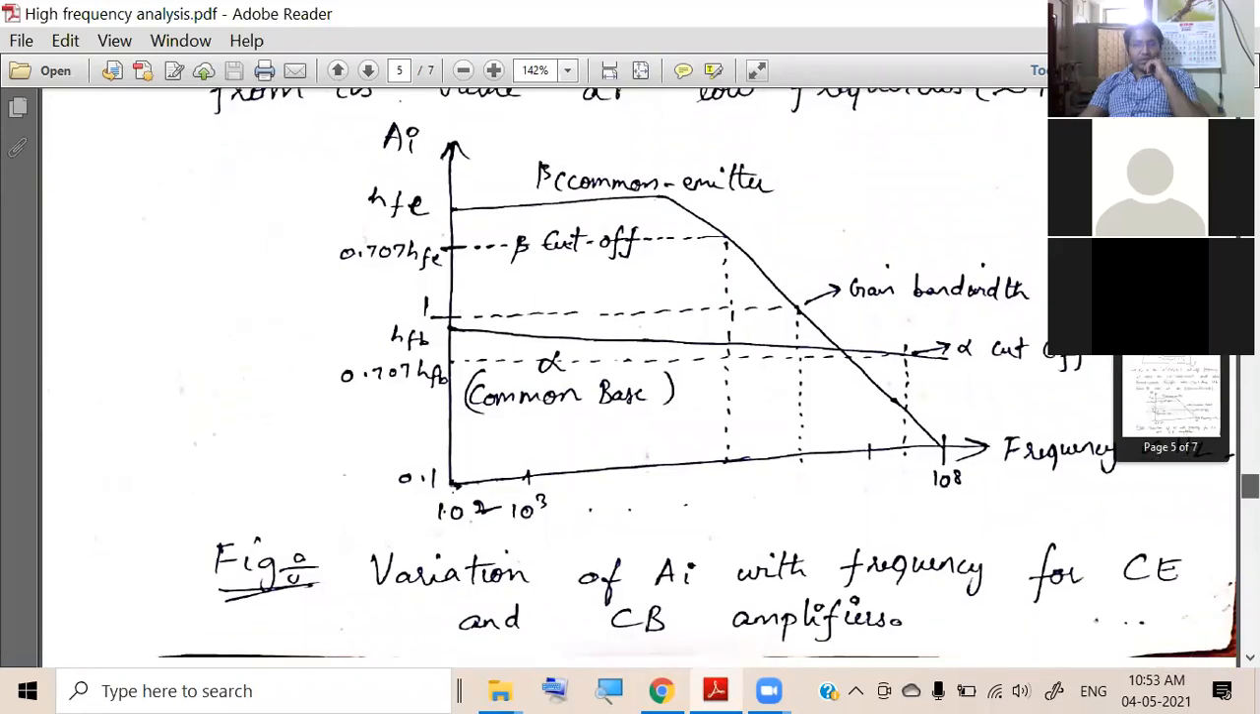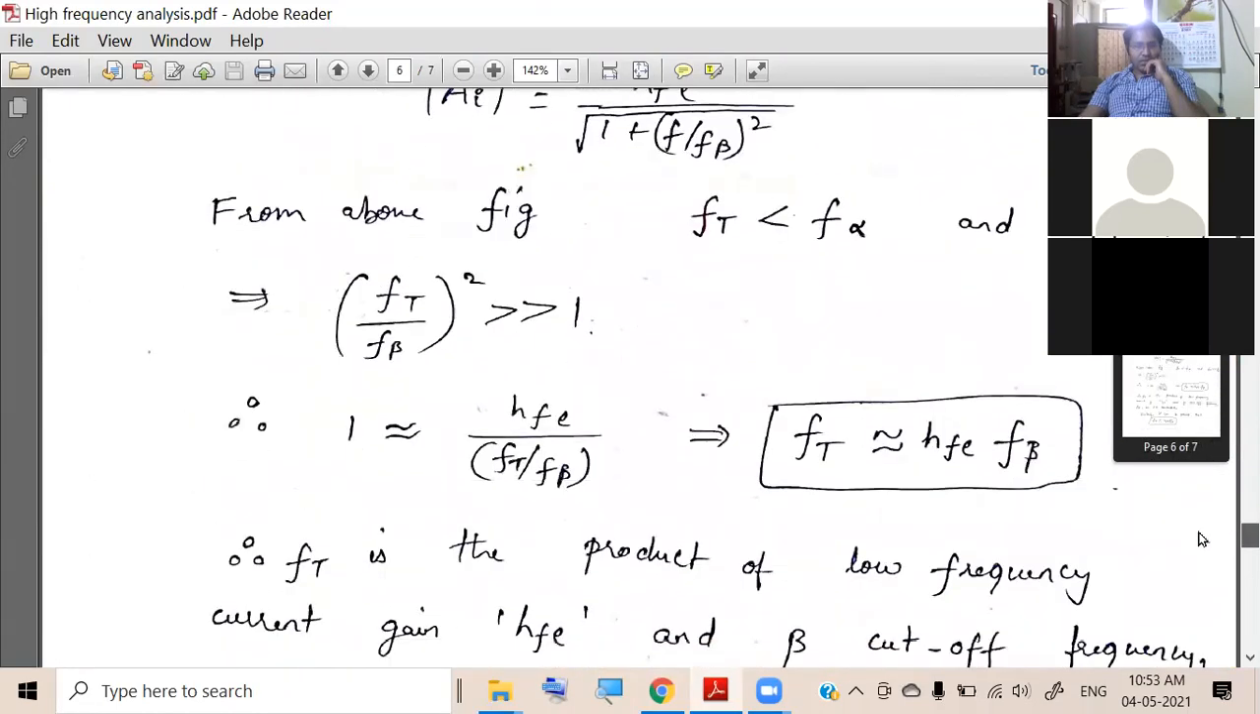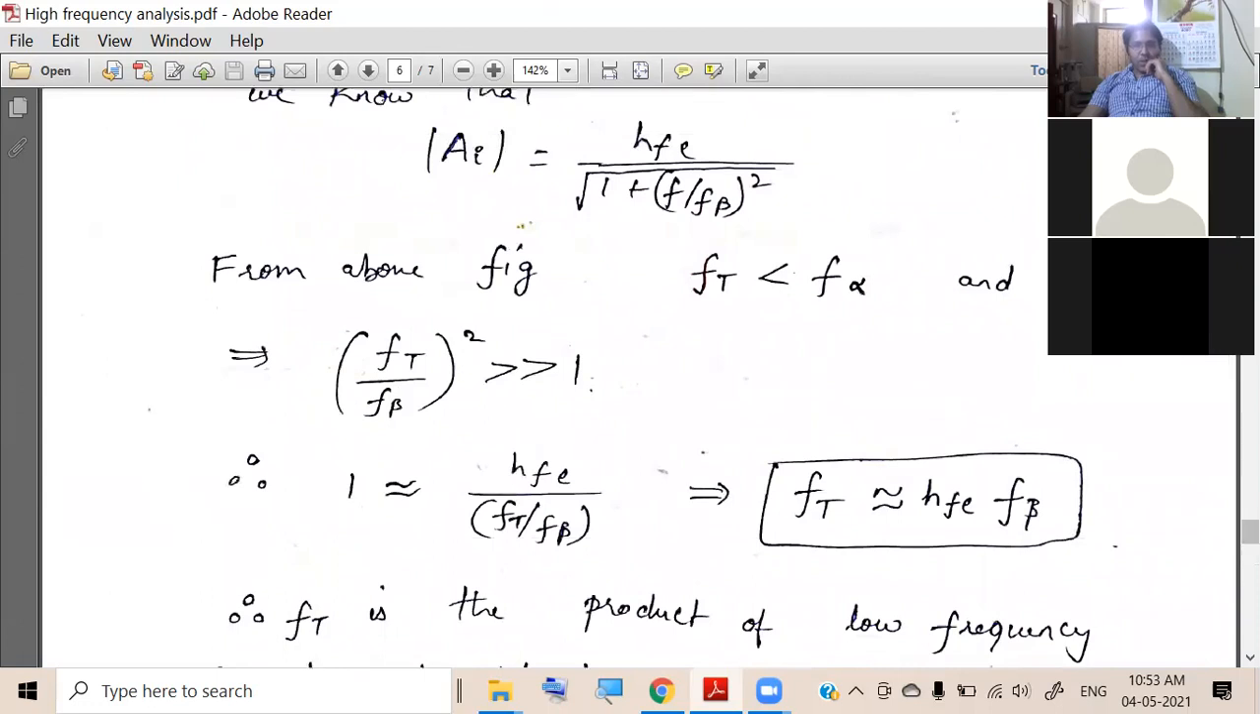So what we are doing is, when f is equal to ft, gain is 1. So actually 1 is equal to hfe by square root of 1 plus ft by f beta whole square. But just now we discussed that ft by f beta whole square is much greater than 1. So if you put ft here, then it is much greater than 1. That 1 we can neglect.